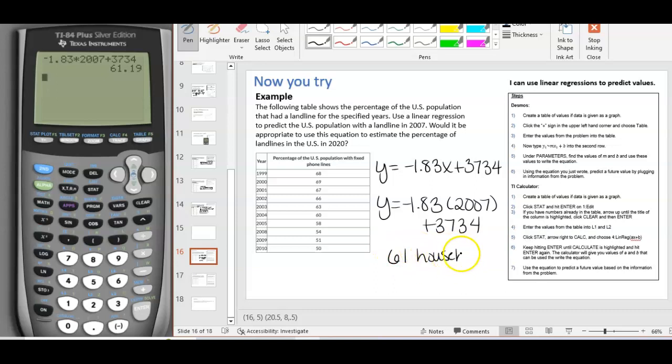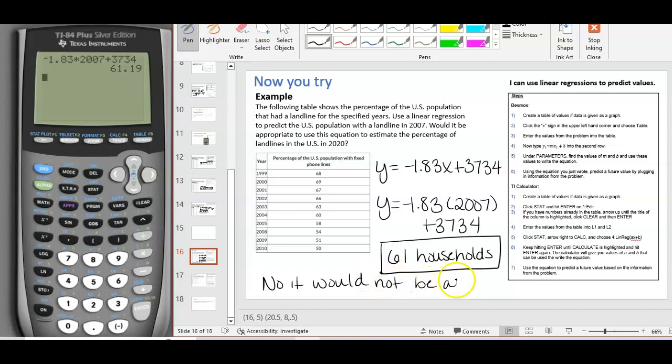So it says, is it accurate to use this equation to estimate the percentage after 2020? We know that other things happened. So it's not just going to follow this relationship, because until 2010, remember, most people had landlines, but after that, with the advancement of cell phones, we have some other variables that are going to change this relationship. Okay, so no, it would not be appropriate.